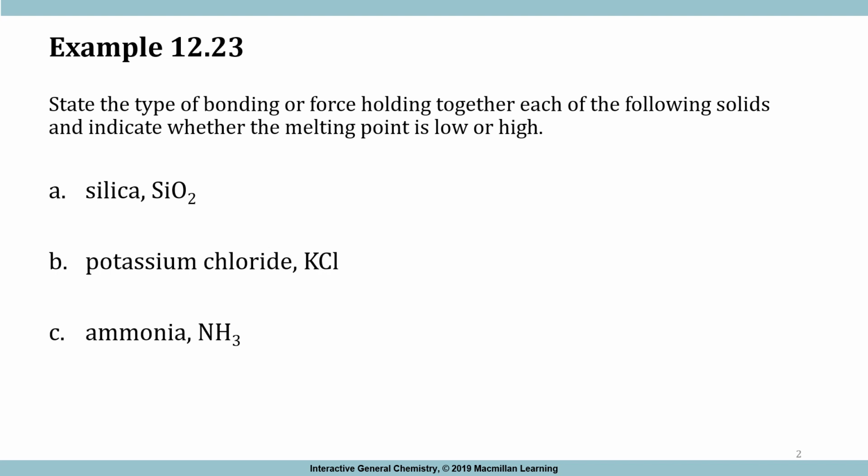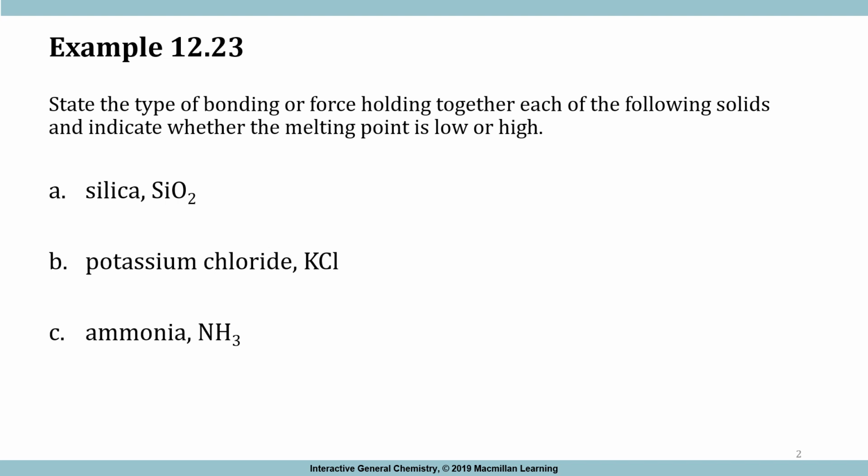Example 12.23 says, state the type of bonding or force holding together each of the following solids and indicate whether the melting point is low or high. So before we think about the melting point, we need to identify what type of solid each of these are. So silicon dioxide, because it's not a metal by itself, it's not going to be a metallic solid. Next, it's not considered a molecular solid because it's not being held together by IMFs.